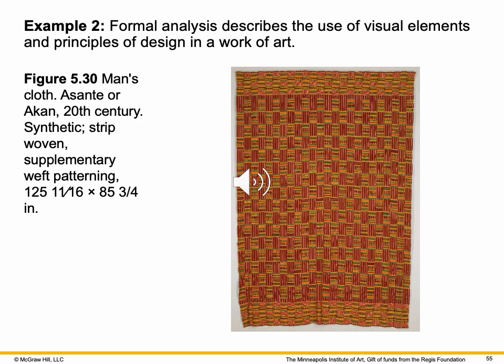Formal analysis can seem more challenging with non-representational art, yet works like the Asante or Akan cloth use the same vocabulary of visual elements and principles of design as della Robbia's sculpture, but just in different ways. Without figures, our attention is first drawn to color, pattern, and balance. The cloth uses both repeating complementary and analogous colors to create unity. A dark value shade of red dominates the center, accompanied by a complementary green and analogous yellow.